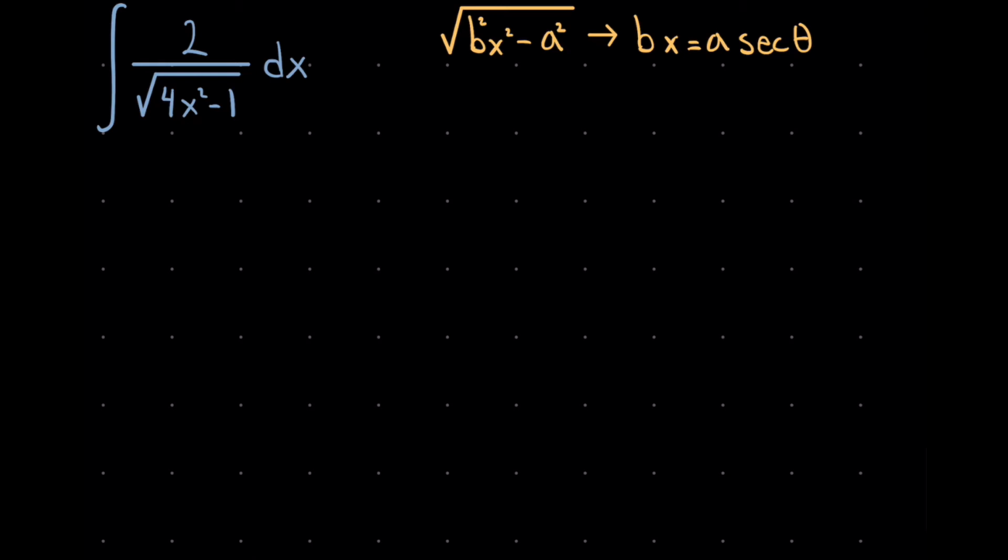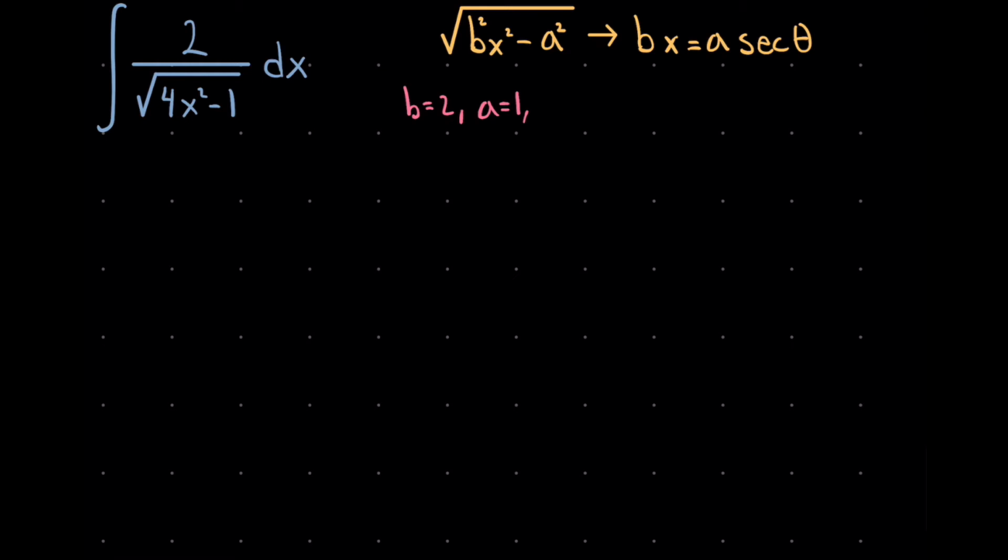And so we see that we have an x squared term and then minus some constant, and that tells us that we want to do a secant substitution. So let's find out what our a and b are. This is pretty straightforward. We have b squared is equal to 4, so that means that b must be equal to 2. a squared, that's the same as the 1 in the question, so that just means that a equals 1. That's pretty straight up.